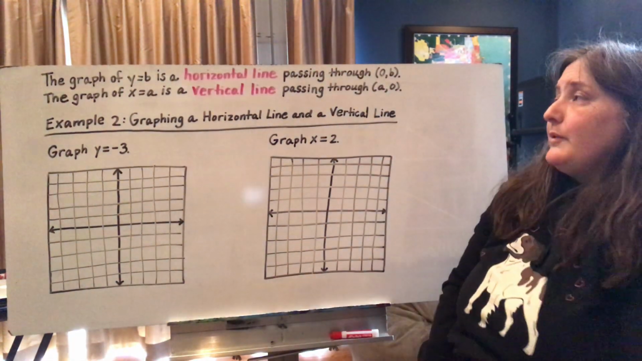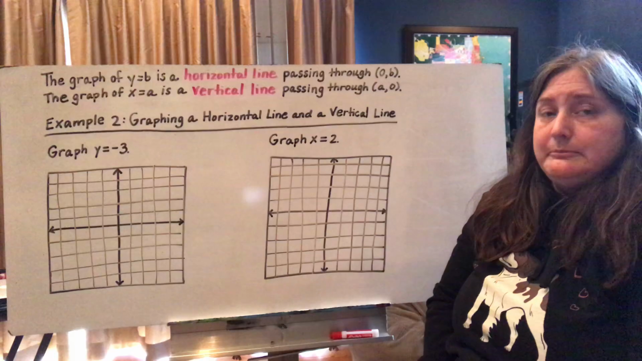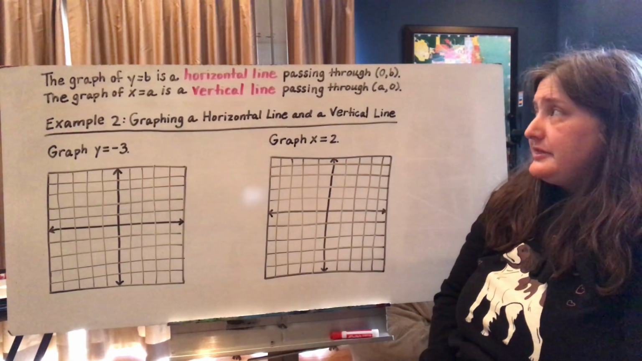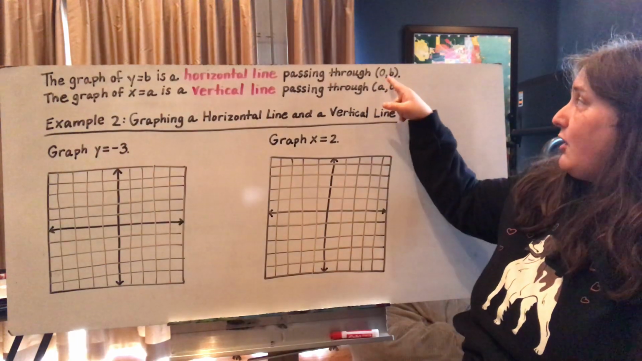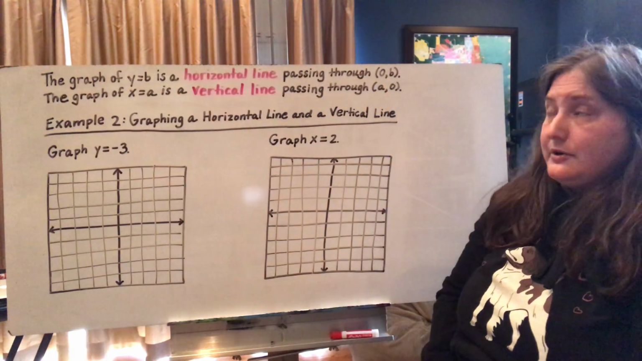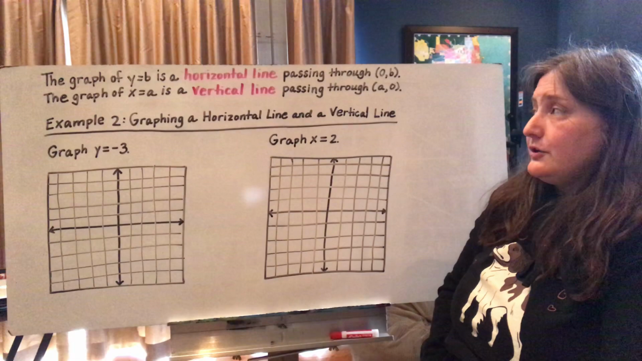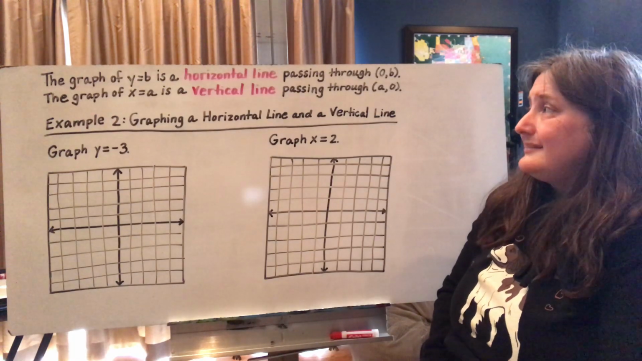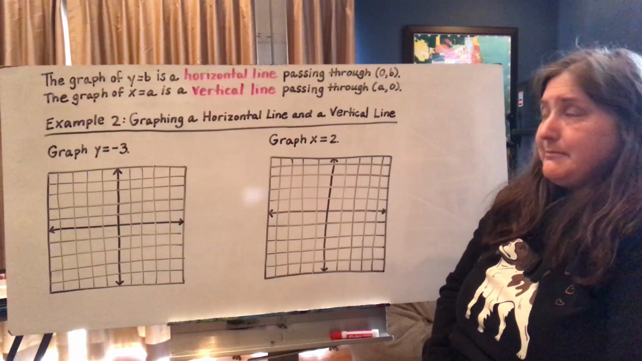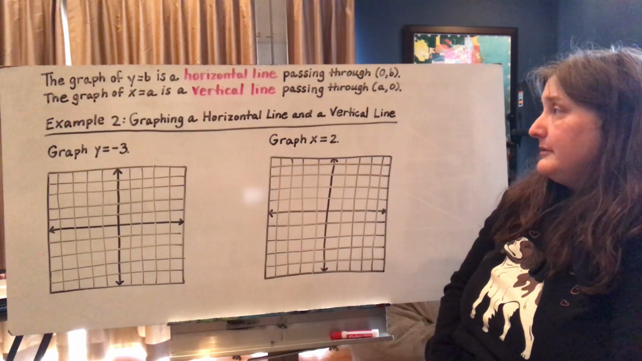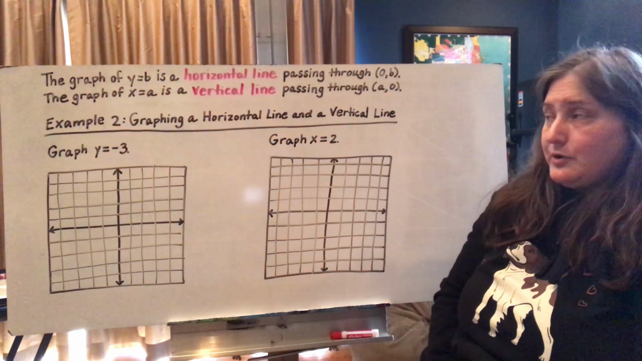If I get a linear equation in the form of y equals b, where b is a number, that's going to be a horizontal line passing through the point 0 comma b, whatever that b number is. If I have a linear equation in the form x equals a, where a is a number, it's going to create a vertical line passing through the point a comma 0. Let's see how this works.